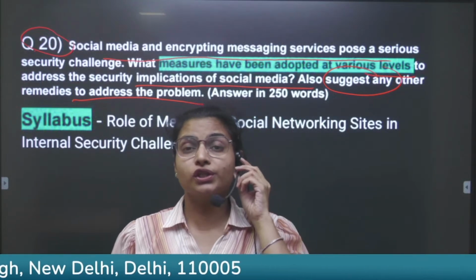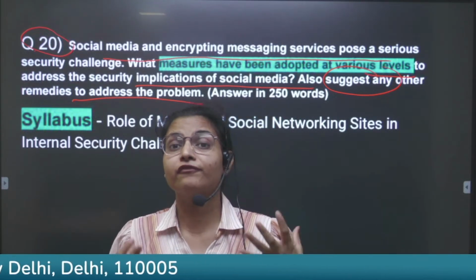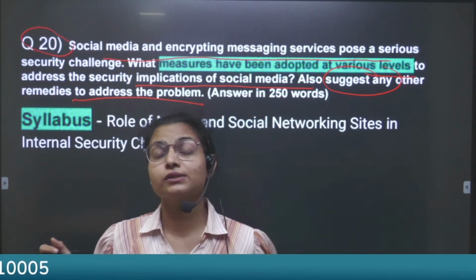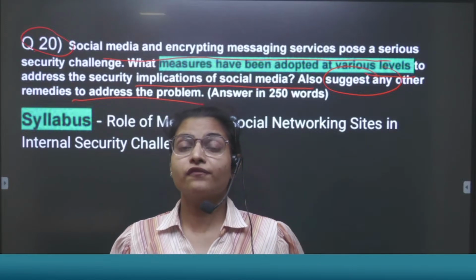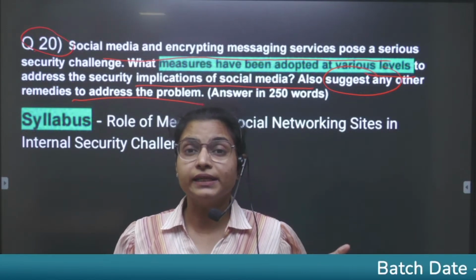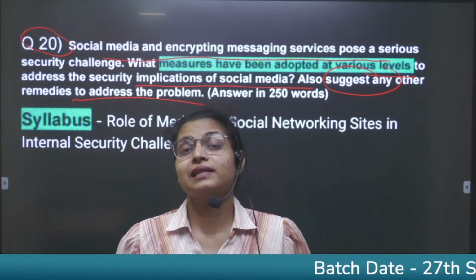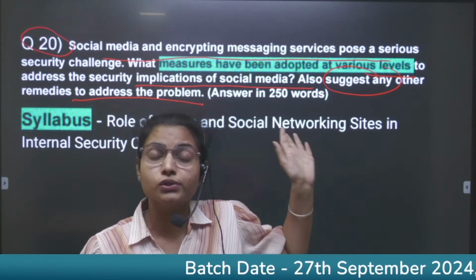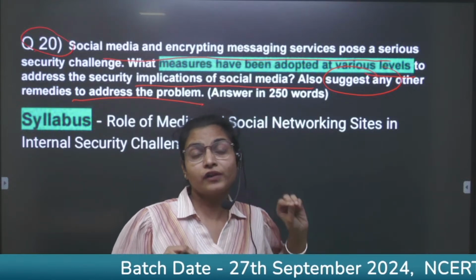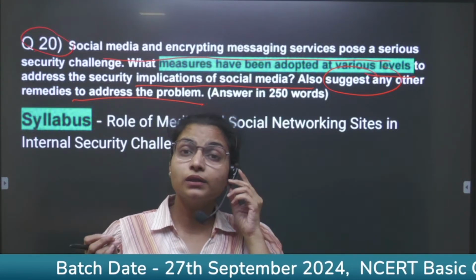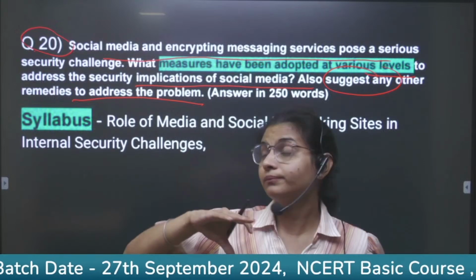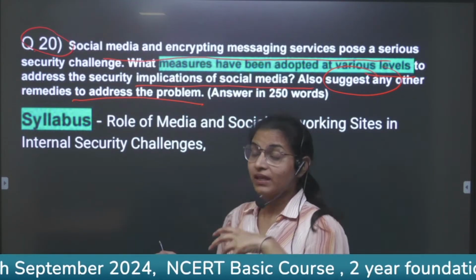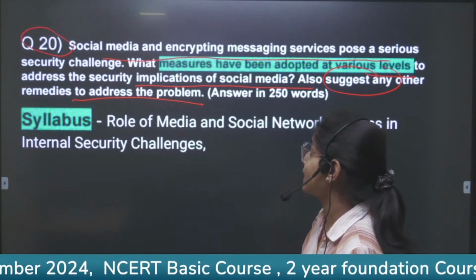In the first question, I have already given you the framework for how to write an answer, like how you can divide your answer into levels: infrastructure, institutional, legal level, social awareness level, then the international step. This way you can write the steps. Here also you can utilize the same framework or template, but here the question is talking about social media and encrypted messages creating the security challenge.